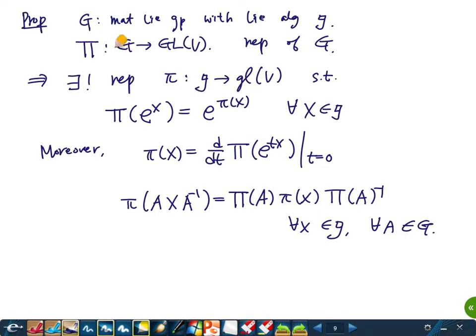Actually, we have the same proposition for two Lie groups G to H. This is just a restriction. We just restricted that to GLV. But if this is GLV, that's a representation. That's by definition. So we just copy all the proposition statements from the previous proposition in this way, then it works. This means if you have a representation of a Lie group, then we have a unique corresponding representation for the Lie algebra.